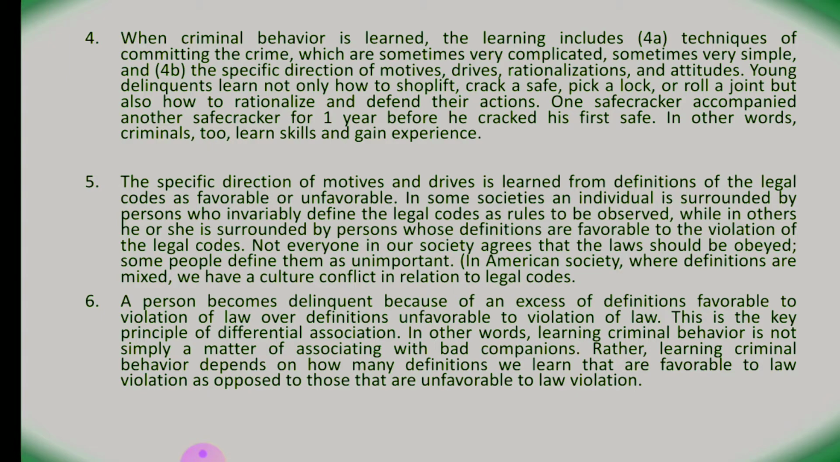Number 6. A person becomes delinquent because of an excess of definitions favorable to violation of law over definitions unfavorable to violation of law. This is the key principle of differential association. In other words, learning criminal behavior is not simply a matter of associating with bad companions. Rather, learning criminal behavior depends on how many definitions we learn that are favorable to law violation as opposed to those that are unfavorable to law violation.